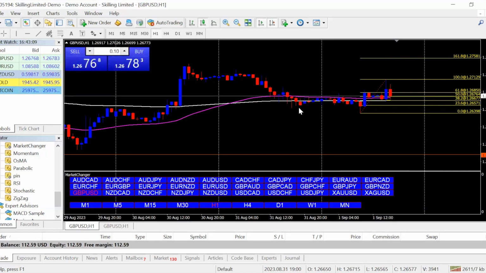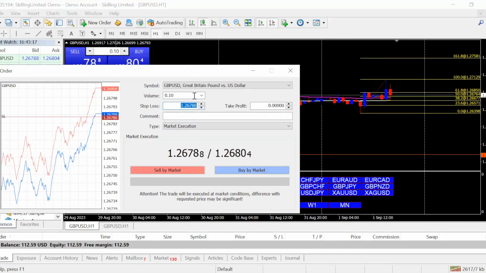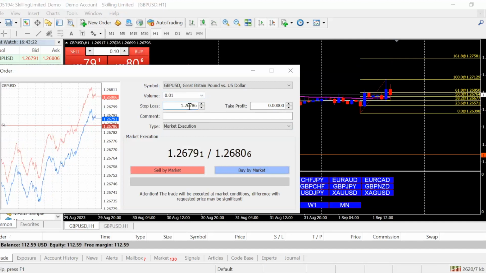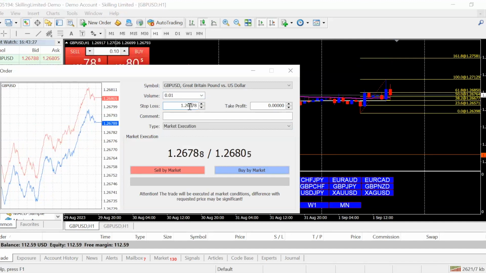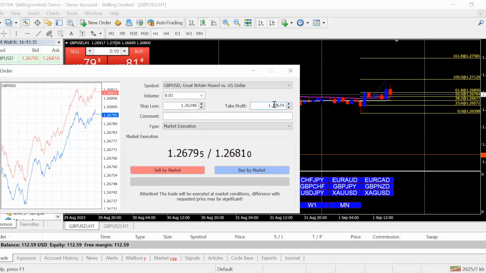Excuse me. So you can see that the risk to reward ratio there is 1 to 2. Now, when you enter, if I enter a trade here, I'm going to place a trade based on that. First of all, 0.01. Risk management is very important. Then the stop loss at 1.26348, and then the target at 1.27581.